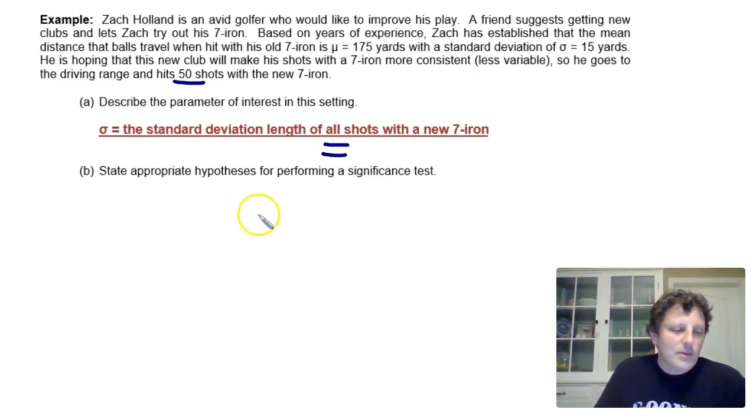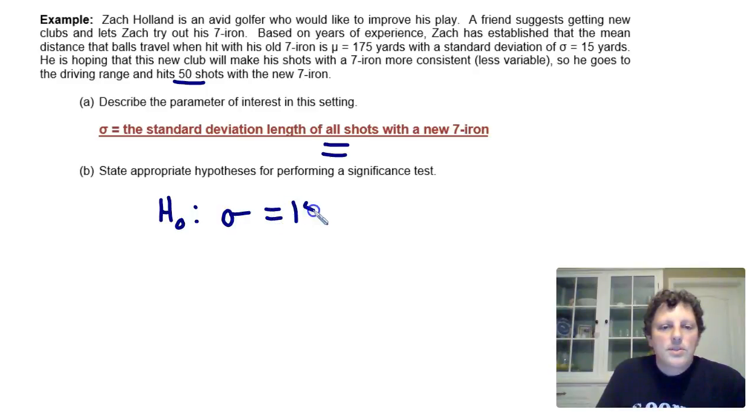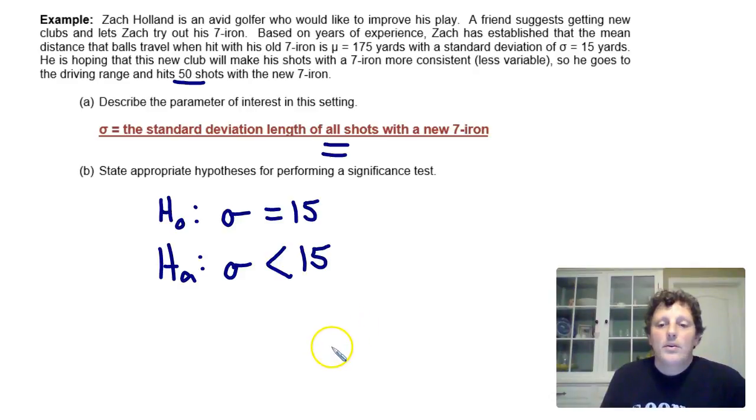So the standard deviation length of all shots with the new 7-iron. Once we have defined the parameter of interest, we can write the hypotheses very simply. The null hypothesis is that the true standard deviation is the same as it was for the old one, and it's not going to change. It's still equal to 15 yards. The alternate hypothesis: he hopes it's going to be more consistent with the new 7-iron. He hopes that the standard deviation is less than 15, that it's less variable when he hits the ball.